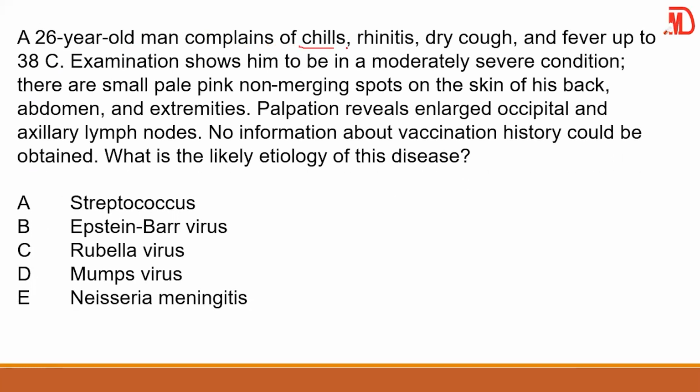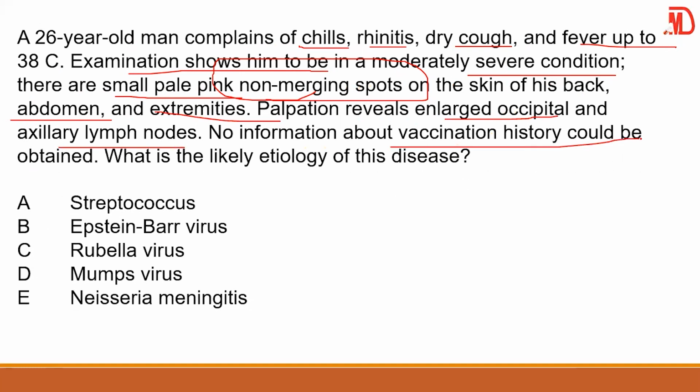A 26-year-old man complains of chills, rhinitis, dry cough, fever. Examination shows him to be in a moderately severe condition. Small pale pink non-merging spots on the skin of his back, abdomen and extremities. Palpation revealed enlarged occipital and axillary lymph nodes. No information about vaccination history could be obtained.